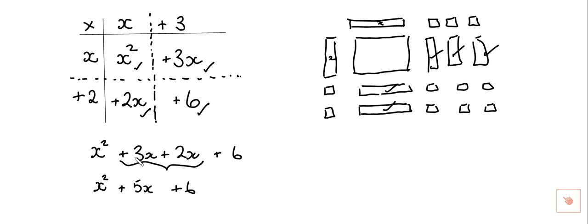Well, in this one, look, because they're the same things, they're called like terms, and they look the same in the bars. So we've got x squared plus 5x. So that is the same thing, just in a different form as x plus 2 times x plus 3. Okay? There's Sammy, good.